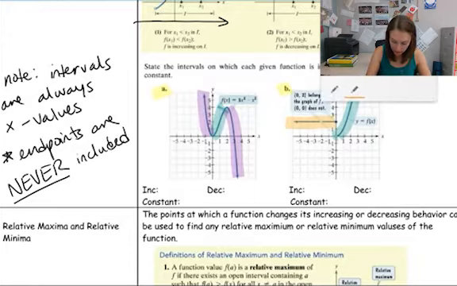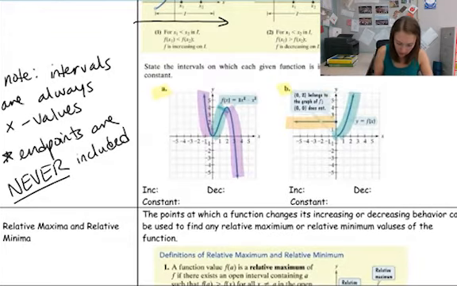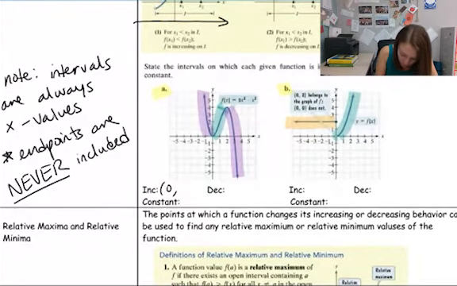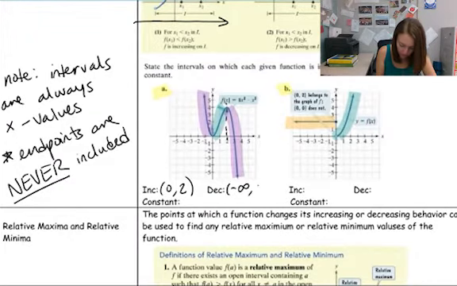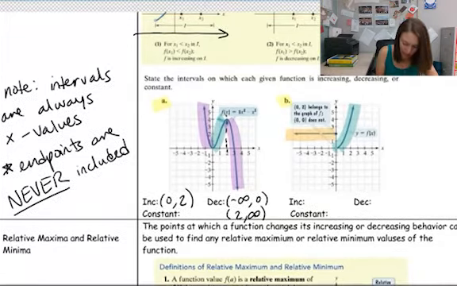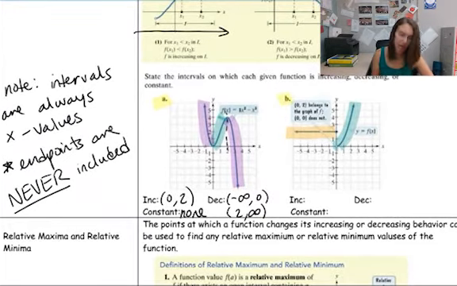So let's go back to our pen here. Increasing intervals, so that green portion that I highlighted goes from 0 to 2, and I'm using interval notation, which I covered in my previous lesson in 2.1. Our decreasing intervals, the first one goes from negative infinity all the way to 0, and the second one goes from 2 to infinity, so those two purple sections. And in this case, for part A, we don't have any constant intervals.